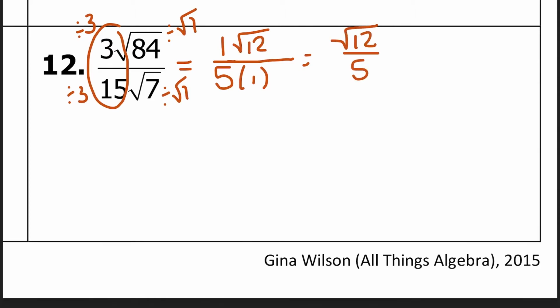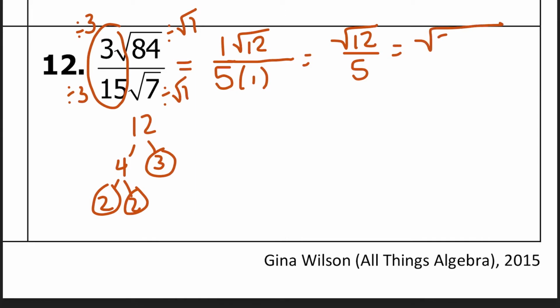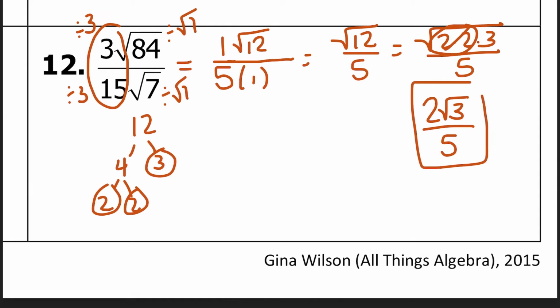And if I break down the square root of 12, it's square root of 2 times 2 times 3. I can take out a pair of 2's. So this is 2 root 3 divided by 5. All right, hope you did good on that one.